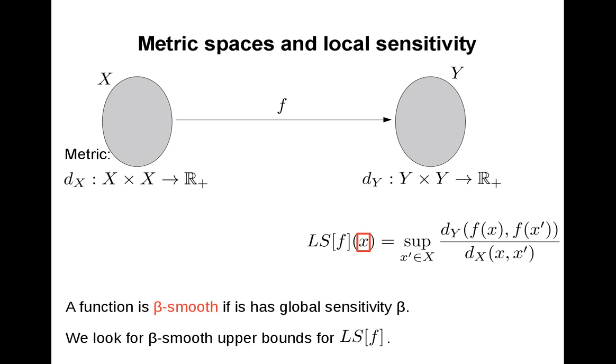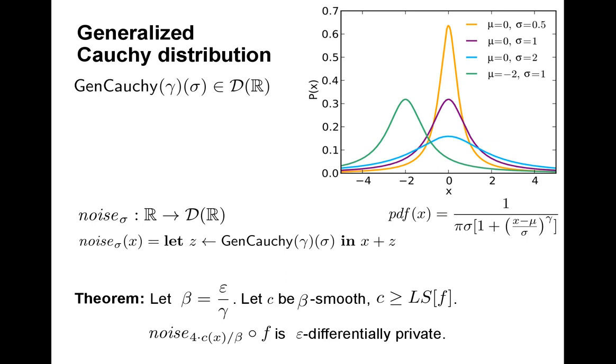But in general, we could look at upper bounds of local sensitivity, such upper bounds that have global sensitivity at most beta, where beta is another numeric parameter. And again, there are ways to use local sensitivity to make functions differentially private. And again, we do it by postcomposing the function with noise. But now the noise has to be selected from a different distribution. It is the generalized Cauchy distribution. And again, there is a theorem which tells us how much noise should be selected. And now this parameter of the noise, we see it also depends on the value of X.